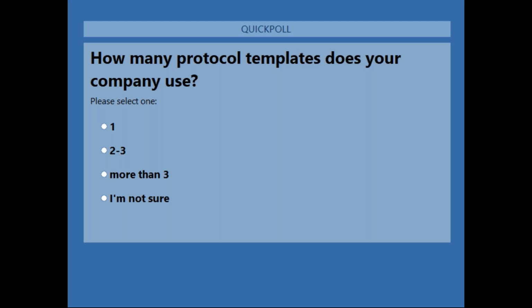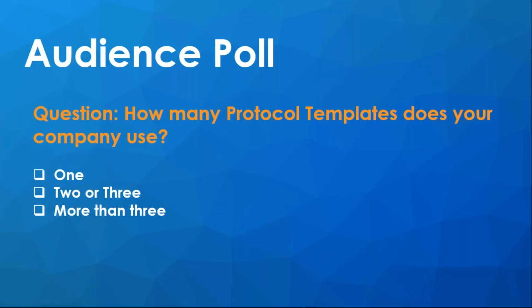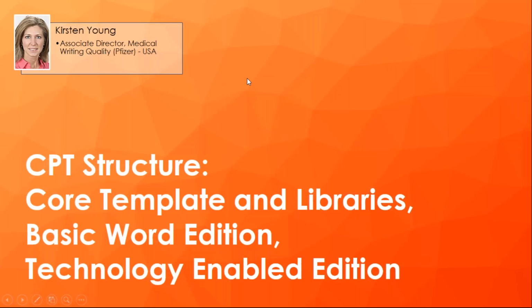So far, we've had about 65% of the folks vote. It looks like 35% of the voters have one template and 22% use 2 to 3 templates. 12% have more than 3. Okay, thanks for your responses. Some variety there in the practices of different companies. Good for us to understand a little more about that.